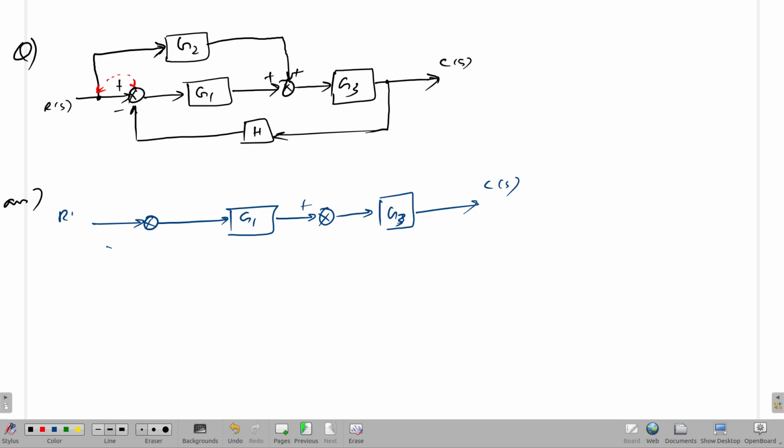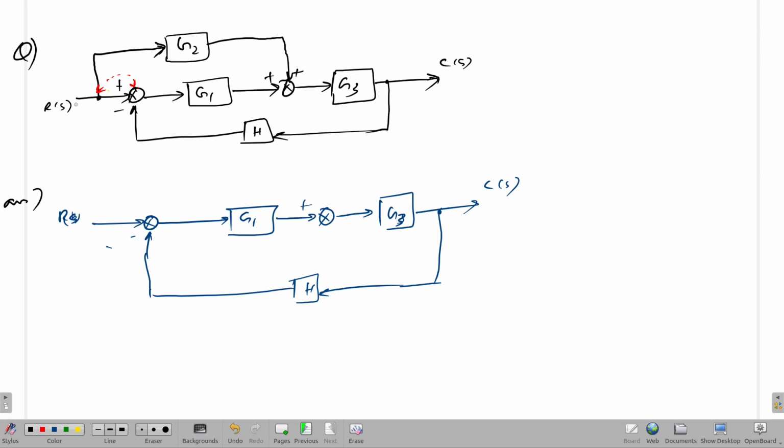Right? CFS, RFS. Okay, and we have our feedback H here. Now we want to put this here, right? So this forward path should start from here. Now let's see what is happening here.